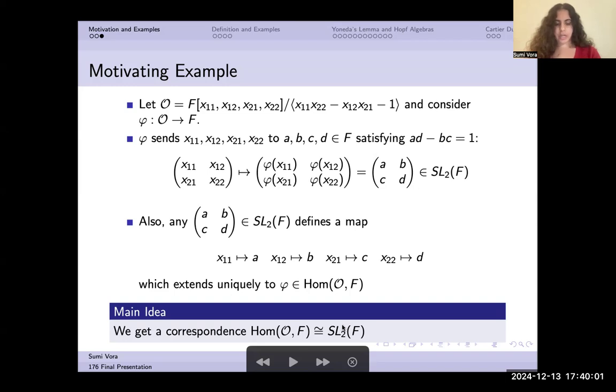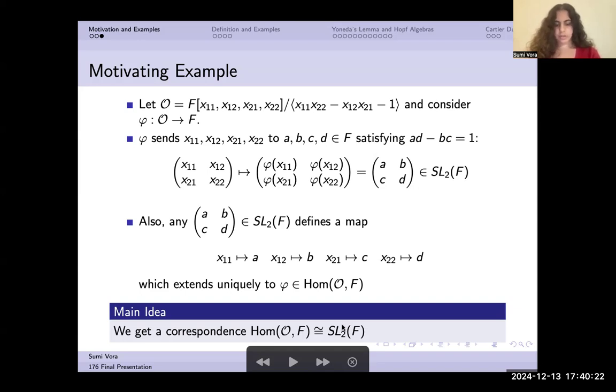And so our questions now are: A, how do we do this in general? Can we do this in general? And B, what kinds of groups can be described in this way? So given a random group, can you describe it as the homomorphisms from some coordinate ring to F?